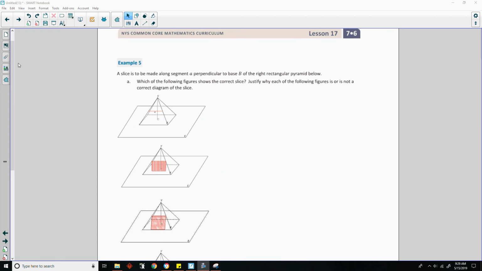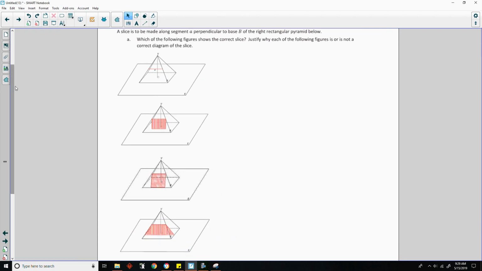Okay, page 5 brings us to example 5. A slice is to be made along a segment A, as in the first diagram, perpendicular to the base B of the right rectangular pyramid below. So now we're slicing straight down, not straight across. Which of the following figures shows the correct slice? Justify why each of the following figures is or is not a correct diagram of the slice.